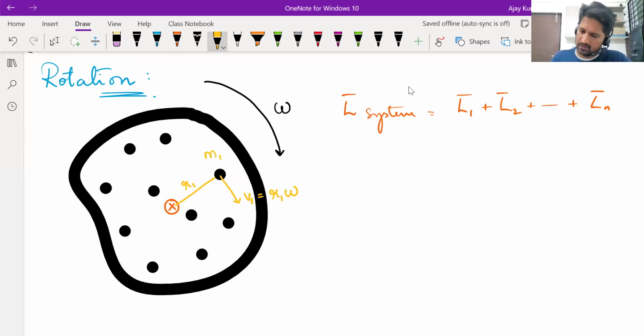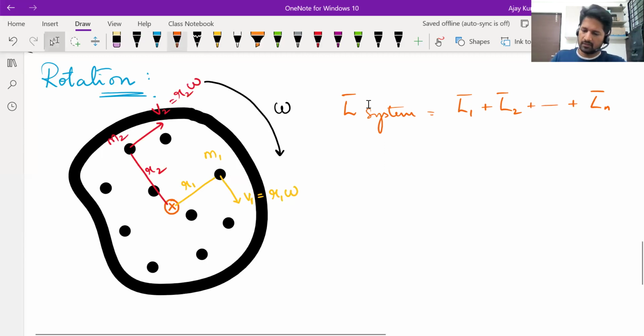For example, you take a second particle somewhere here. Assume it's at a distance R2, its mass is M2. Its speed V2 will be R2 omega, different from V1. Okay, so all particles won't have the same speed, won't have the same velocity. Fine. So how do you write angular momentum of the first particle now?